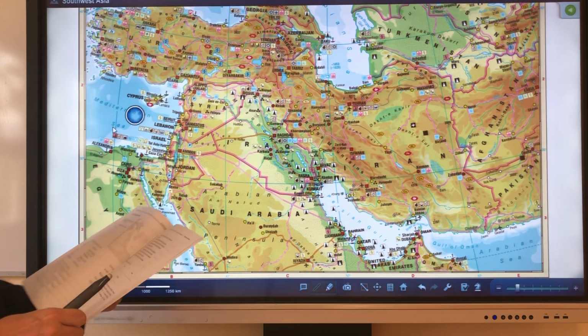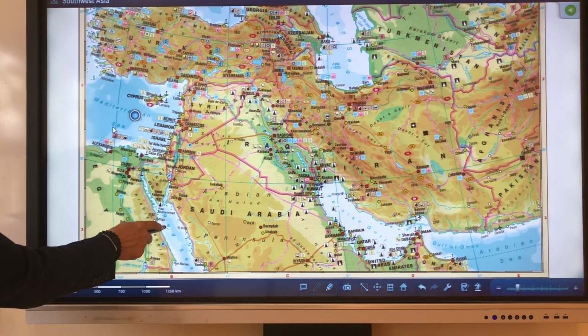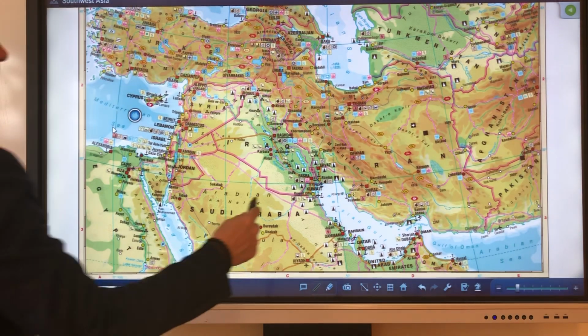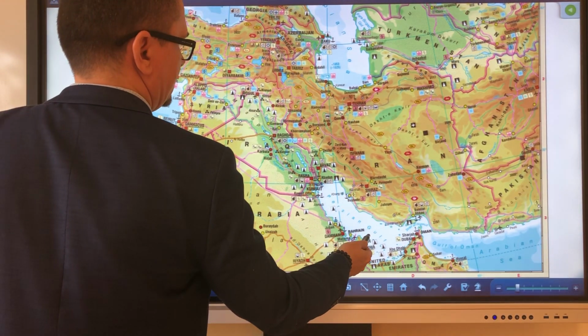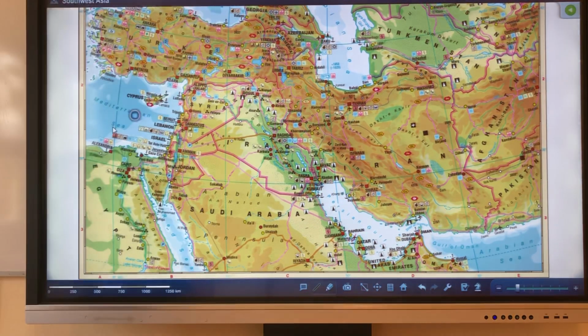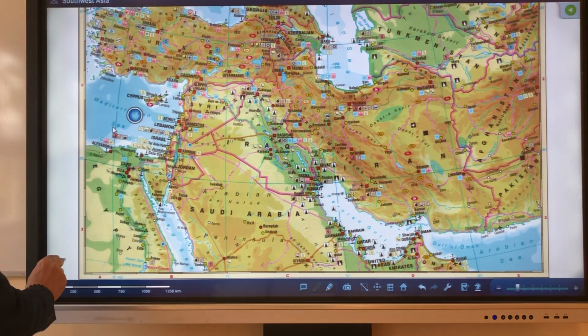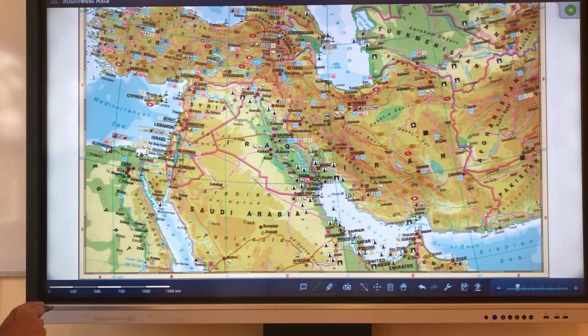Then, see the next one. Red Sea is in the west of the region. Persian Gulf in the other part in the east, Gulf of Oman, and the Arabian Sea. So these are the most important parts there.